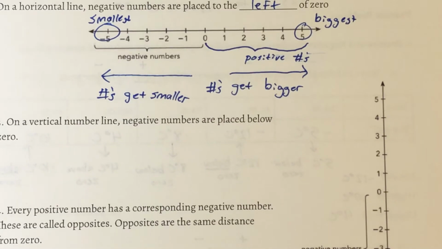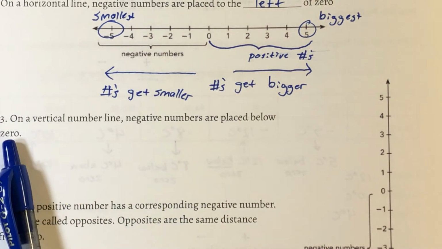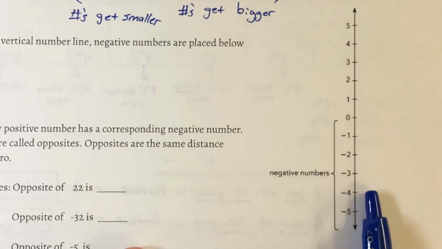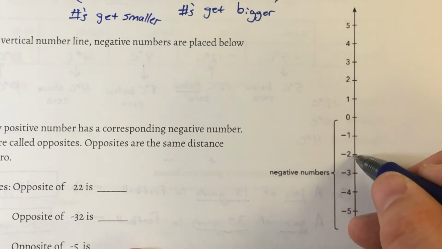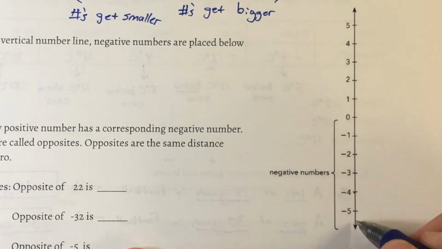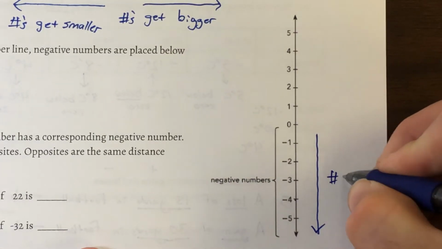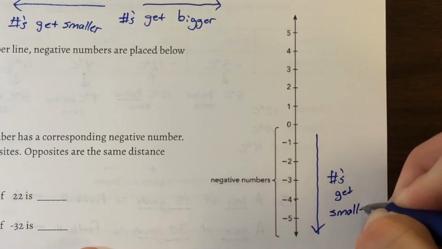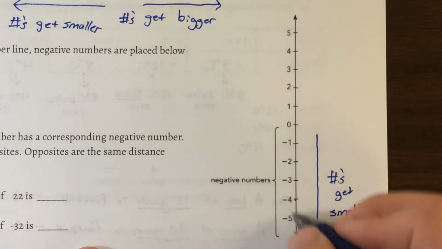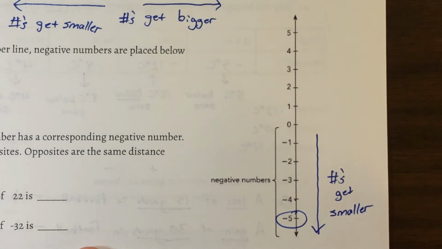Okay, on a vertical number line, negative numbers are placed below 0. So here's our example. Here's 0, negative 1, 1 below, negative 2, 2 below, negative 3. Our numbers keep getting smaller. So which one is the smallest? Negative 5 is the smallest. If I go further, those are going to be even smaller.